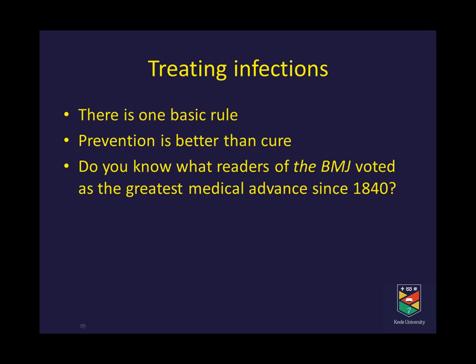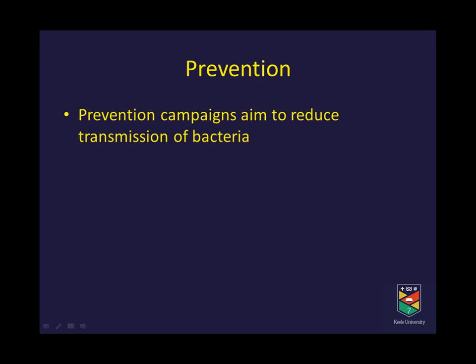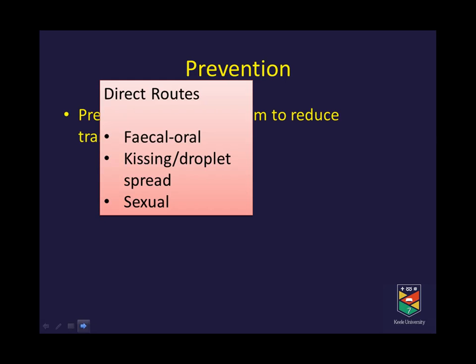So what did the readers of the BMJ vote for the greatest medical advancement? They actually voted for sanitation, because that prevents one of the major modes of transmission of an infection. So one key rule to get into your head is preventing infections is always better than cure. Prevention campaigns aim to reduce the transmission of bacteria, and we do that by basically preventing them from being transmitted from one host to another.